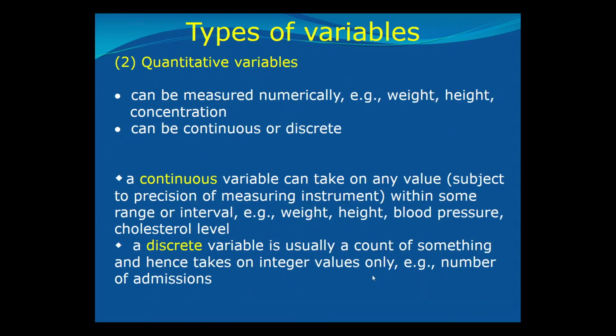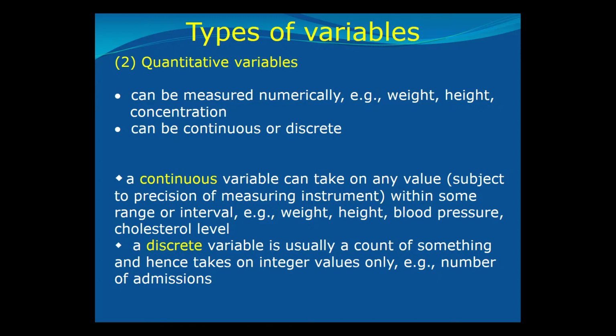Quantitative variables can be measured numerically, and a lot of variables are quantitative variables: height, weight, concentration, level of sugar. They can be continuous or discrete. A discrete variable is usually a count of something and hence takes integer values only. An example is the number of admissions.